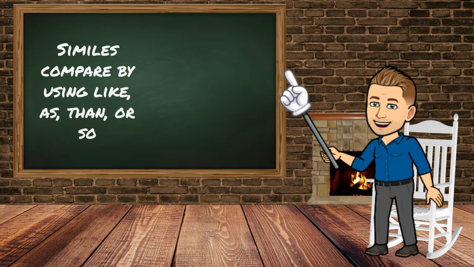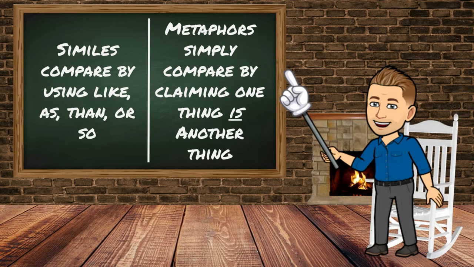Now, a lot of times in the past, I've noticed we come to class understanding similes compare by using like or as, and we always drop the than or so. So I want to point out similes do compare by using the words than or so. Metaphors simply compare by claiming one thing is another thing.